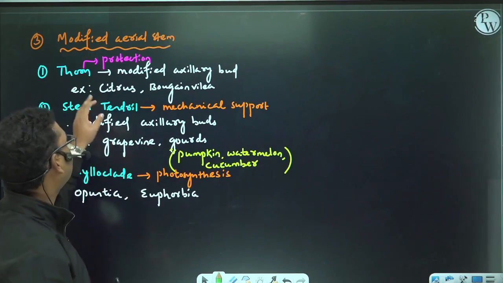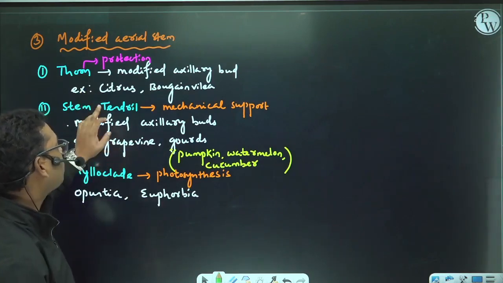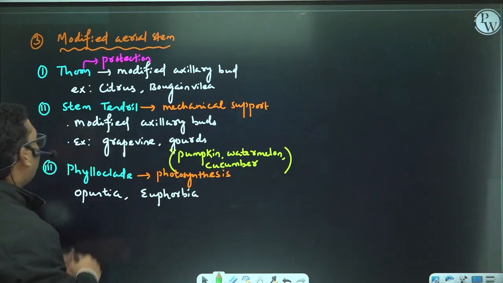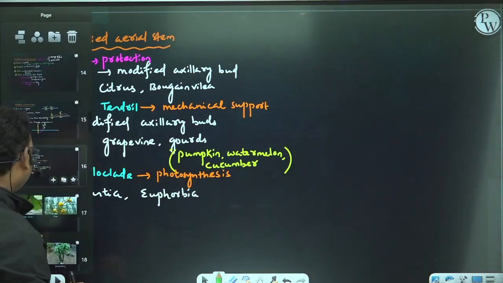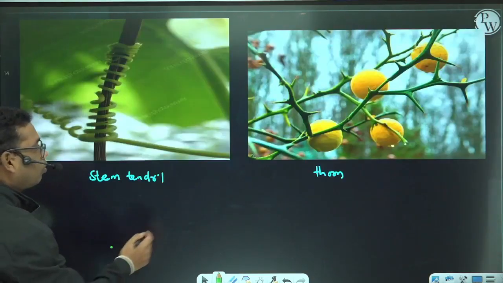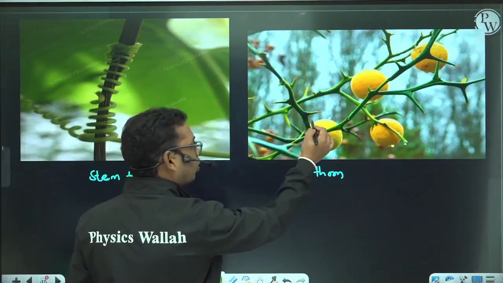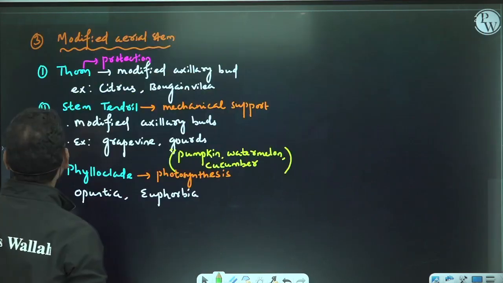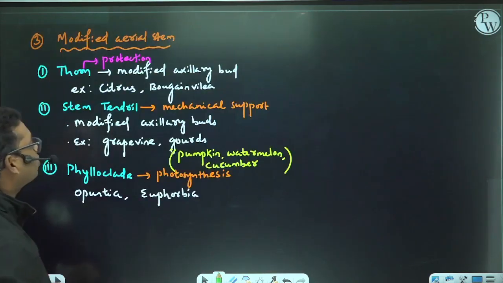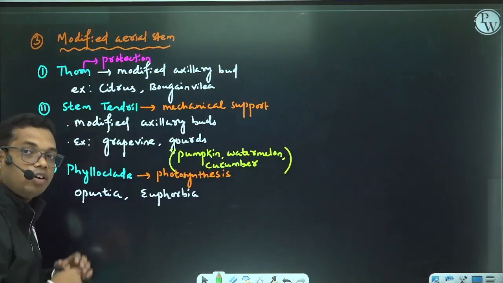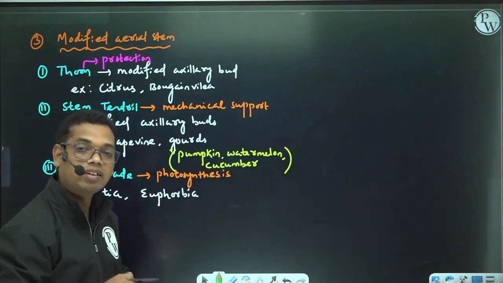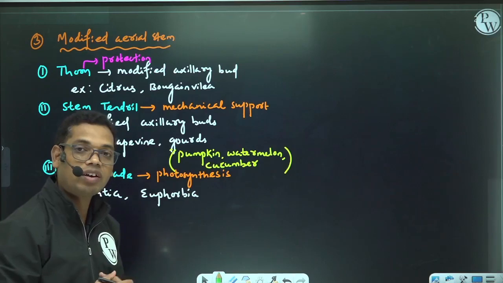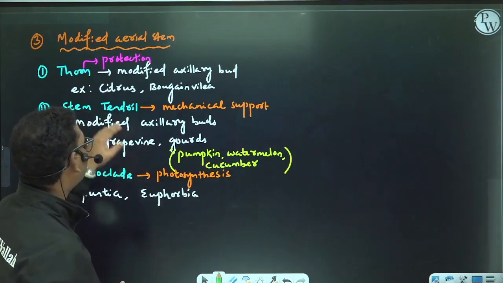Okay, so its function is to provide protection. The examples are citrus and bougainvillea. You can see this in this diagram. These are the thorns found in the citrus plant. And the aerial stems can also get modified to provide mechanical support. One of the examples of a modified aerial stem providing mechanical support is stem tendril.